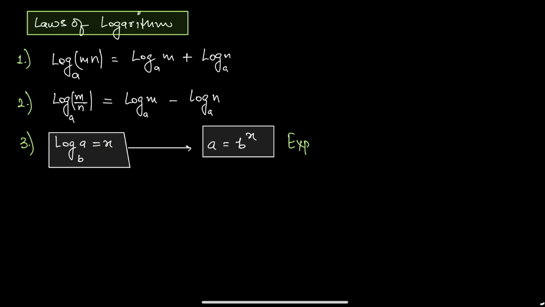Let's understand it with the help of an example. Suppose we have log of 8 with base 2 and the answer is given to you as 3, and we need to convert it to exponential form. How are we going to convert it? This is very simple. I will write base 2 with power 3, and the final answer becomes 8. So here we have converted a simple logarithmic function to an exponential function.